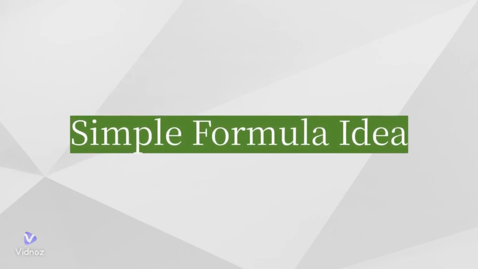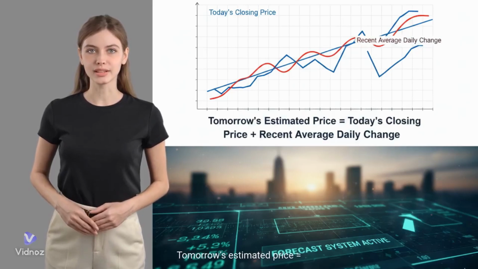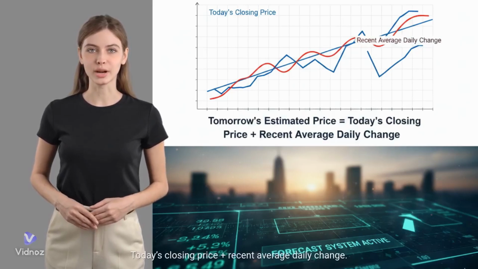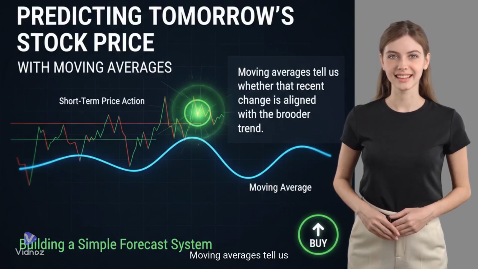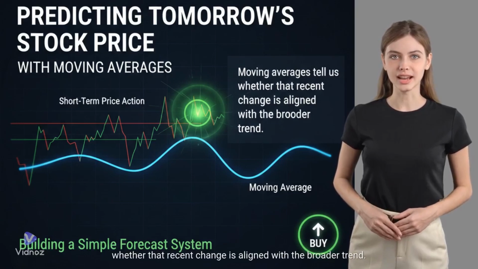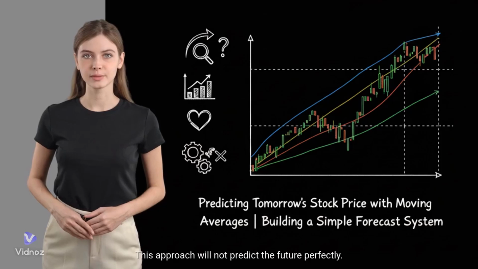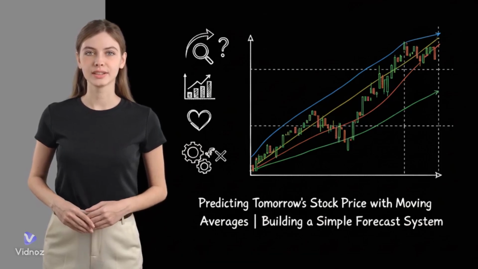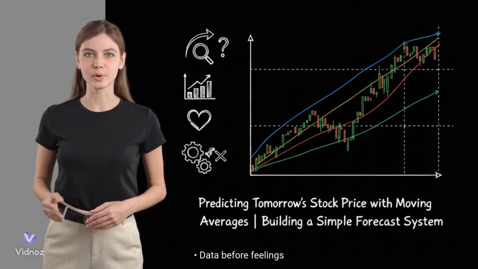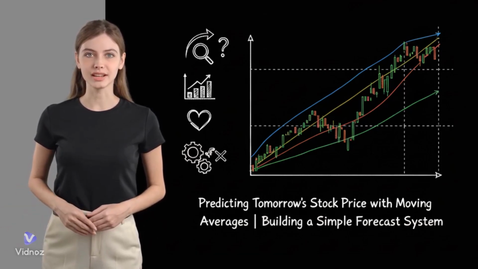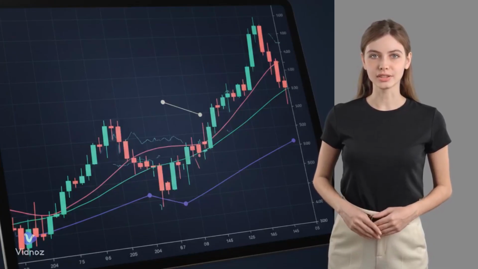Simple formula idea. The basic forecasting idea is, tomorrow's estimated price equals today's closing price plus recent average daily change. Moving averages tell us whether that recent change is aligned with the broader trend. Important perspective. This approach will not predict the future perfectly, but it trains you to think correctly. Trends before guesses, data before feelings, logic before indicators. Moving averages become a foundation, not a decoration.